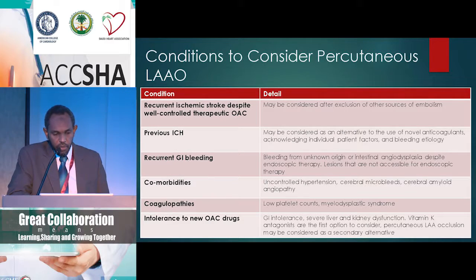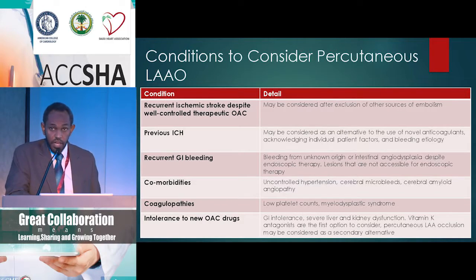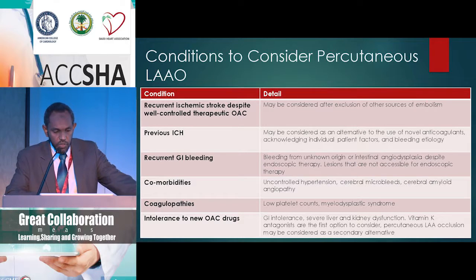Recurrent GI bleeding is a big problem, especially in places where it cannot be fixed, such as the small bowel. These patients continue to be challenging in their management, and the left atrial appendage occlusion device may actually be an ideal device for this group of patients. Other comorbidities such as uncontrolled hypertension and cerebral microbleeds again pose a higher risk of cerebral hemorrhage or bleeding, and the device may be considered in such groups. Of course, patients with coagulopathies or bleeding diatheses, where they have a high risk of bleeding, and intolerance to the newer medications.